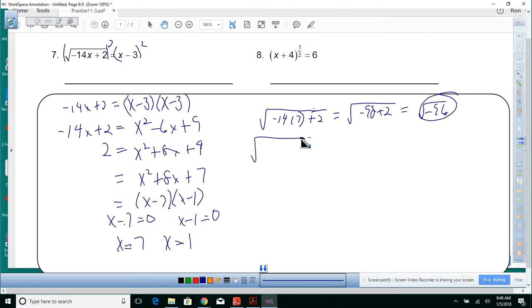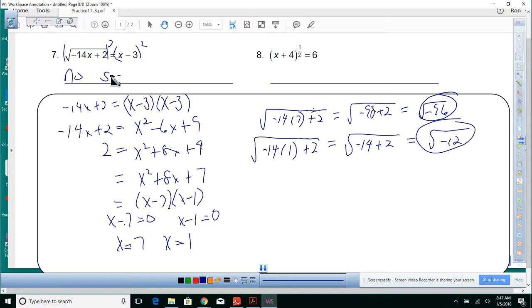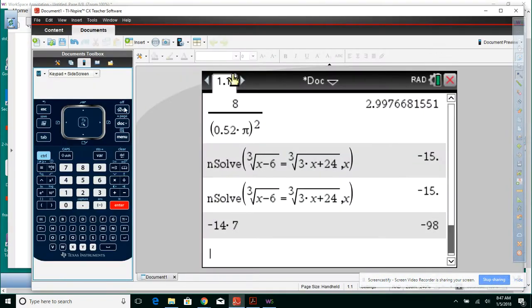Let's try the other one. Negative 14 times 1 plus 2 gives the square root of negative 14 plus 2, which is the square root of negative 12. No solution. So this one here is no solution. So let's go to our calculator.